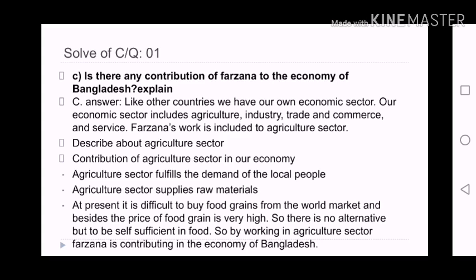Then you can add the contribution of the agriculture sector in our economy. Like, the agriculture sector fulfills the demand of the local people. This is the contribution of our agriculture sector in our economy. Then, the agriculture sector supplies raw material. Suppose our farmers stopped working. In that case, what would happen? The whole nation would starve.